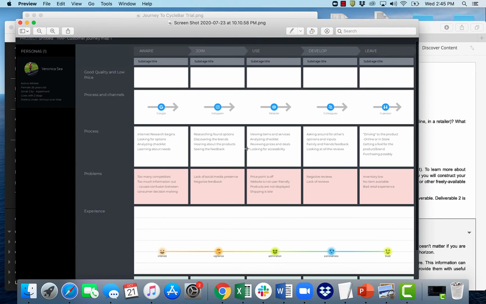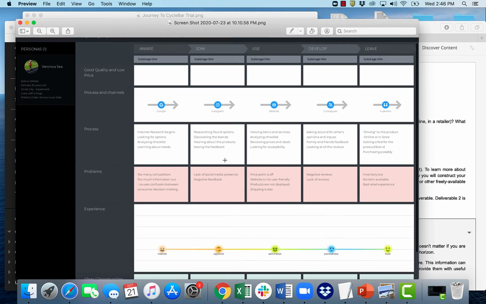Okay, and so here in process, we do have some description of the activities that the persona is engaging in, but they're not very concrete or specific. So discovering the brands, what does that mean? Hearing about the product, seeing the feedback. It's worse to give a lot of abstract text and not explain it fully, rather than to focus on one or two of these that are really the most important and flesh them out.